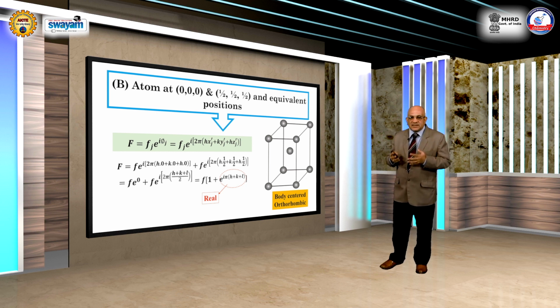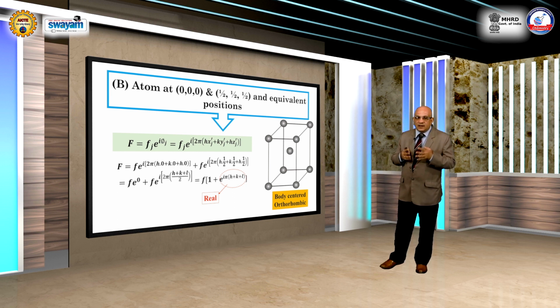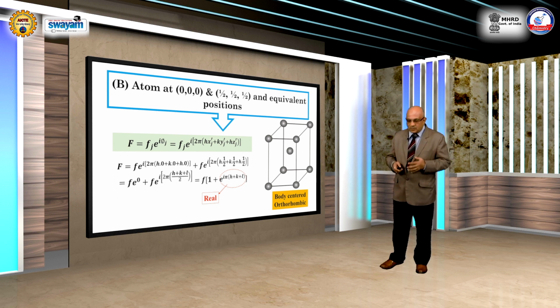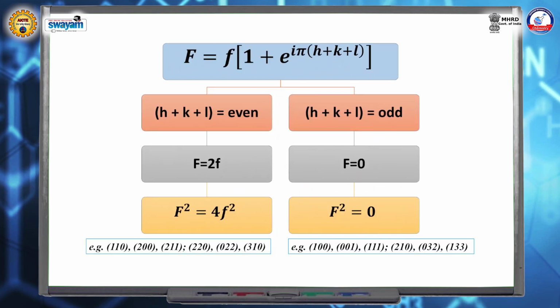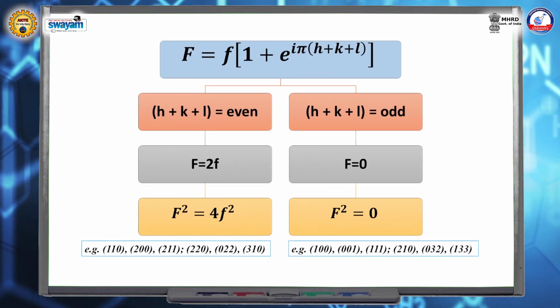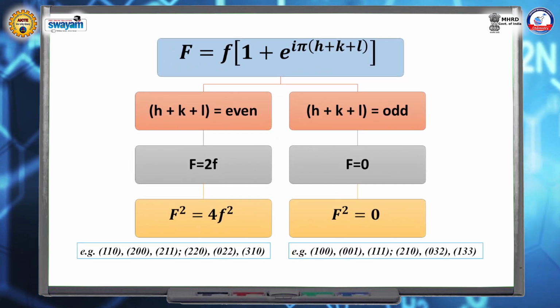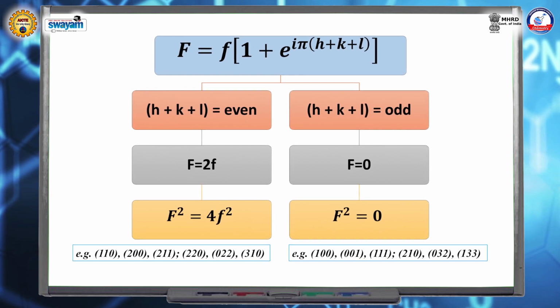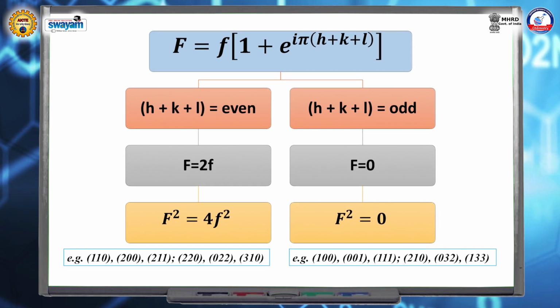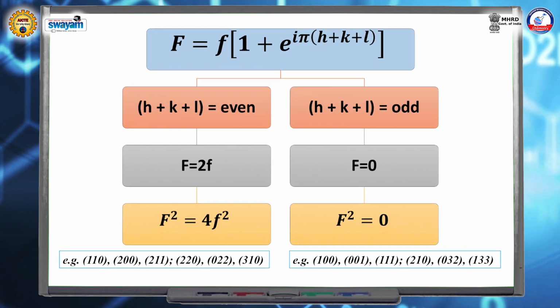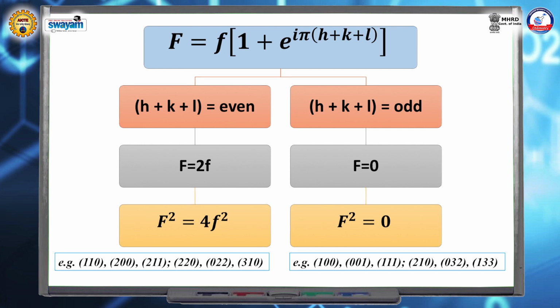So, h plus k plus l has to be even, that is why for a body centered system you need to have h plus k plus l to be an even number. That is what we prove. If you have this h plus k plus l even, then the structure factor will be equal to 2 times the scattering factor f, and so the square of the structure factor will be 4 f square, whereas if it is odd then it will go to 0.